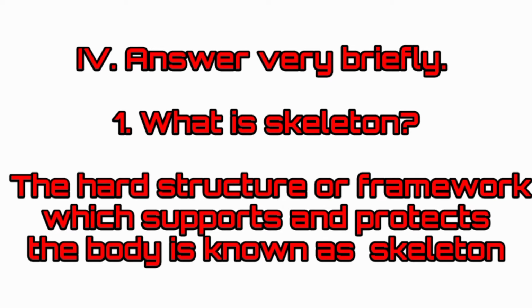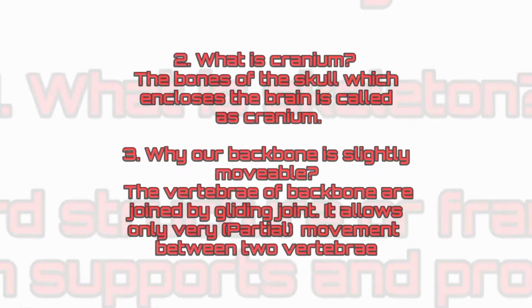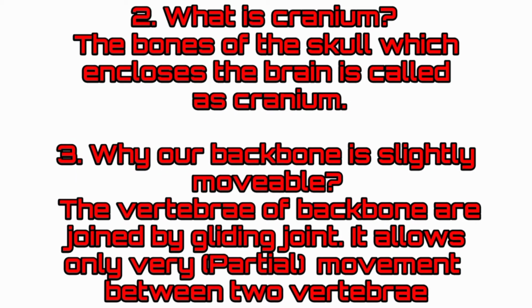Answer very briefly. What is skeleton? The hard structure or framework which supports and protects the body is known as skeleton. What is cranium? The bones of the skull which enclose the brain are called cranium. Why is our backbone slightly movable? The vertebrae of backbone are joined by gliding joint. It allows only partial movement between two vertebrae.